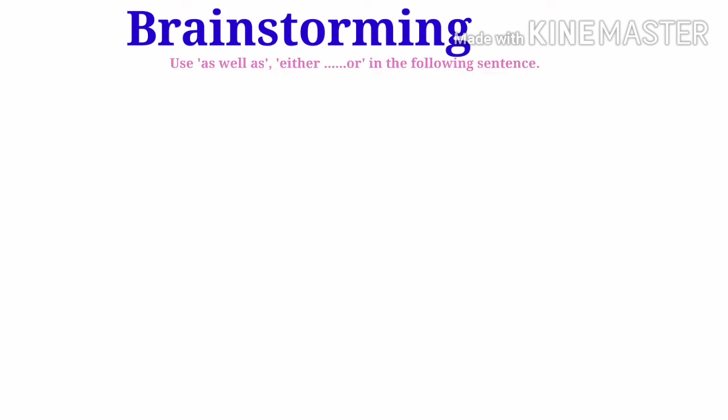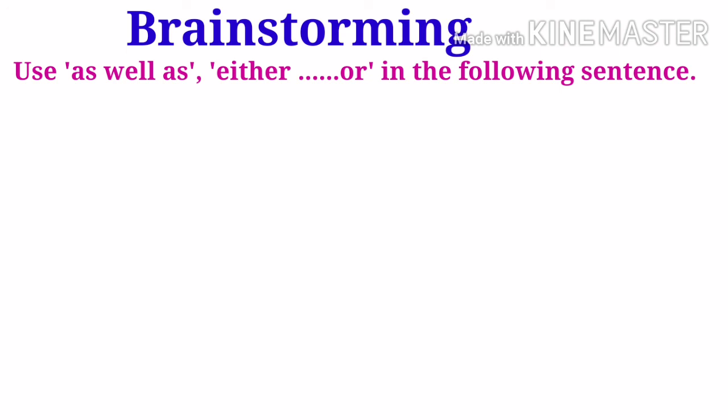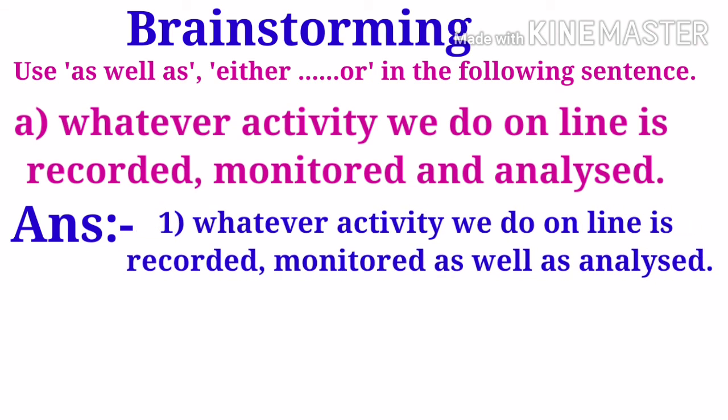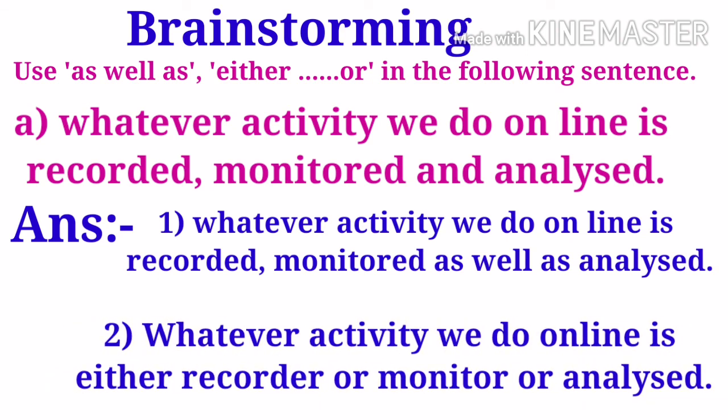On page number 42, use as well as or either or in the following sentences. A. Whatever activity we do online is recorded, monitored, and analyzed. See, the answer is: whatever activity we do online is recorded, monitored, as well as analyzed. Or we can write this sentence in another way also. See, whatever activity we do online is either recorded or monitored or analyzed. Okay, we write down this sentence both ways, with as well as and either or also.